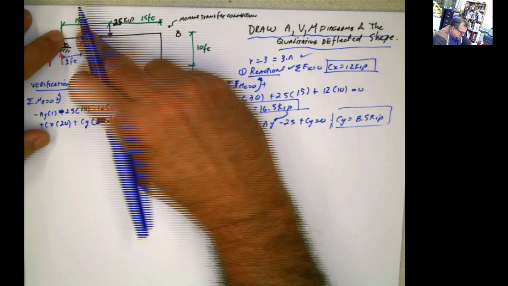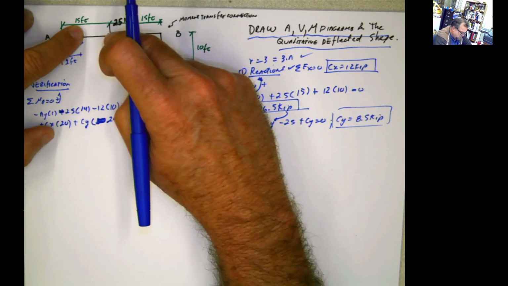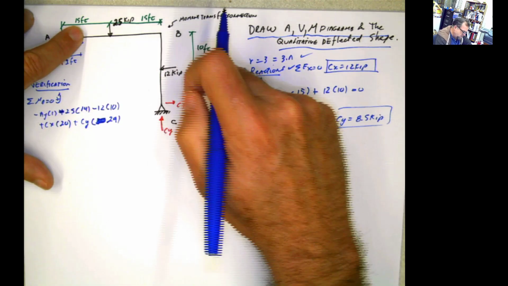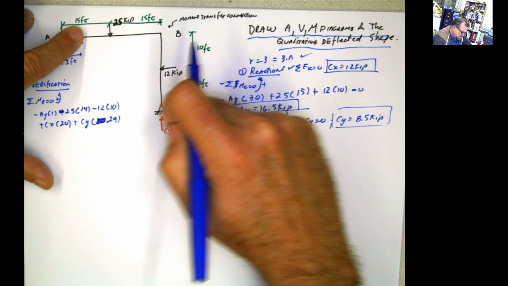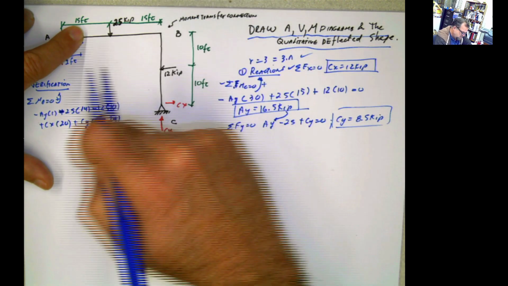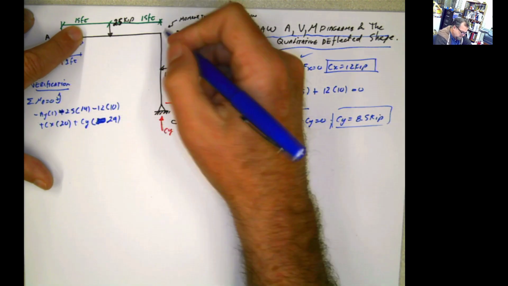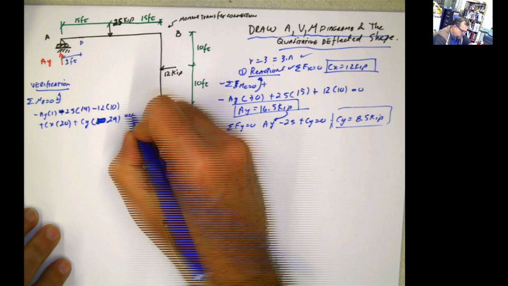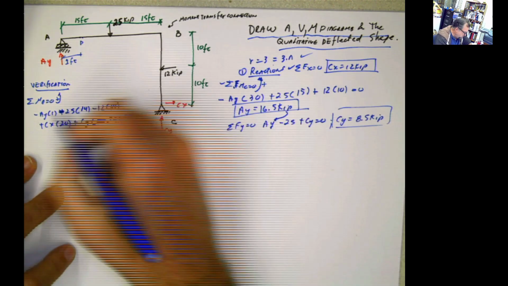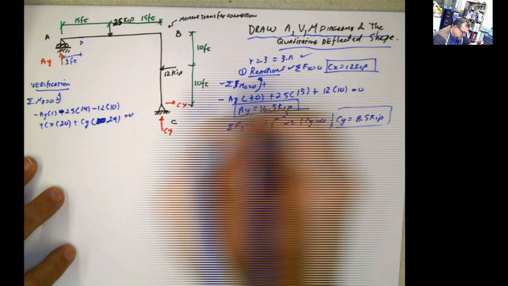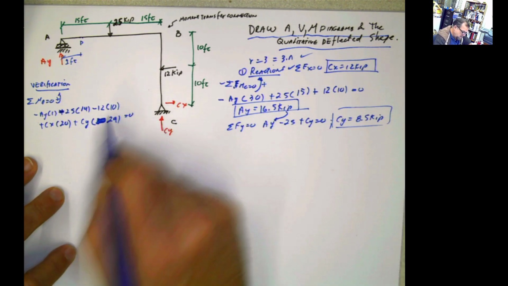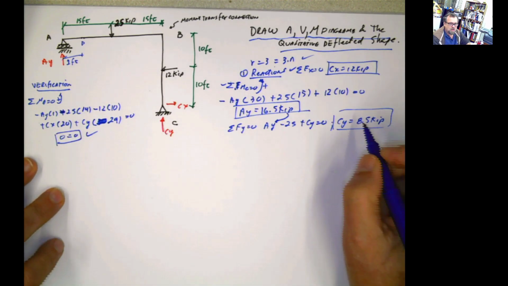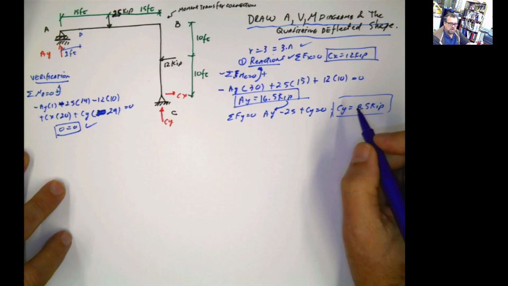Let me check again. AY times 1, yes. 25 times 14, yes. Negative 12 times 10, correct. Plus Cx times 20, correct. Plus Cy times the distance from here to here, which is 30 minus 1, 29, and that has to be equal to 0. Now you put 16.5 here, you put Cx here, and you put Cy here, and then you get 0 equals 0. Now you are sure that your reactions are correct, and then you can continue.